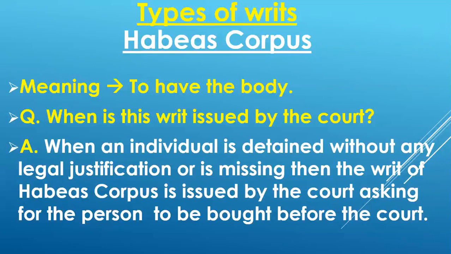Okay, so if any person is detained illegally by the police, or if any person is kidnapped or missing, then the court can issue the order of habeas corpus, and the court can order the police and the government to bring that person before the court. So this was the meaning of habeas corpus.